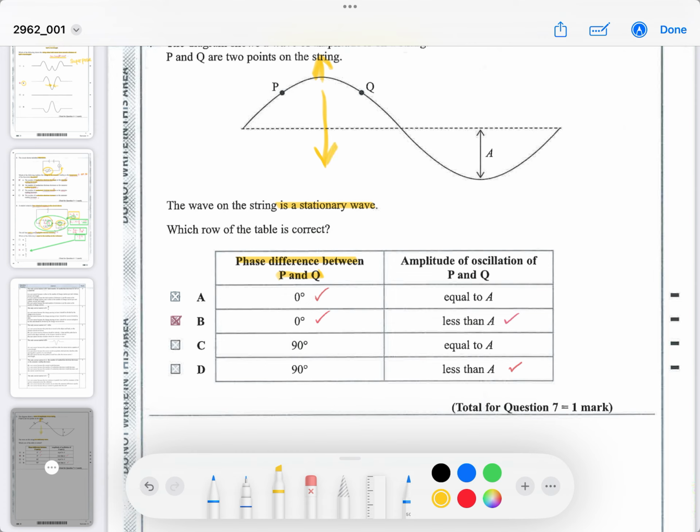And the second one is the amplitude of P and Q will not be equal to A because they're not in the center of the antinode. They're to the side of the antinode. They will be less than A. So the answer must be B because it's the only one with 2 ticks.